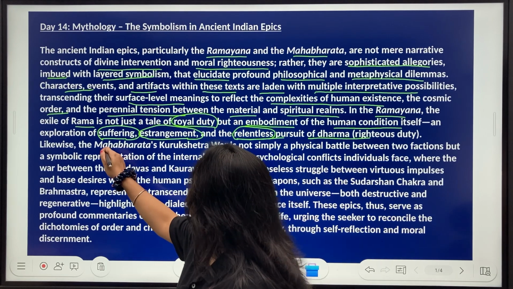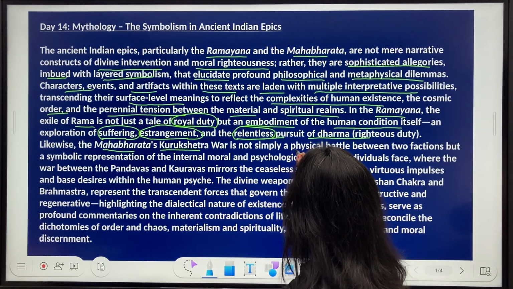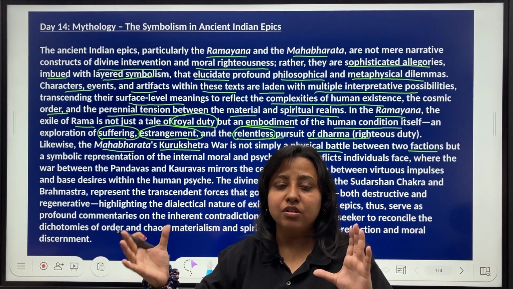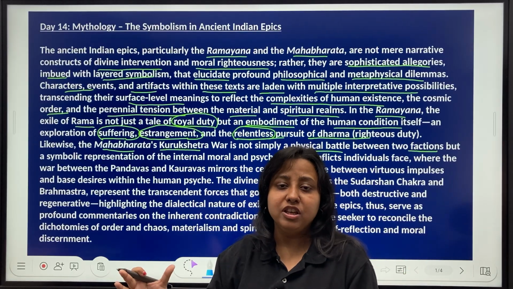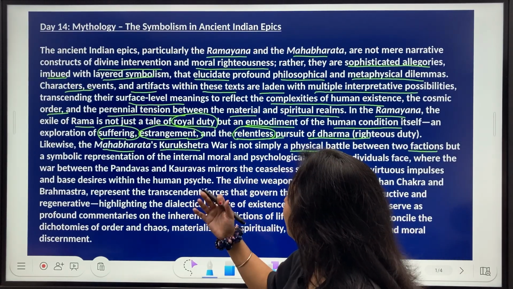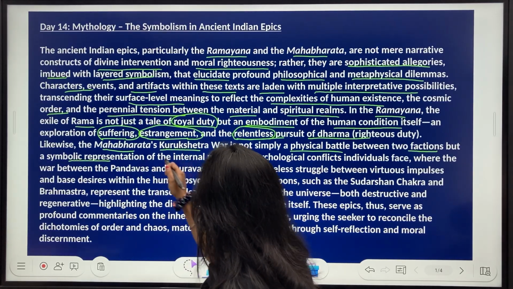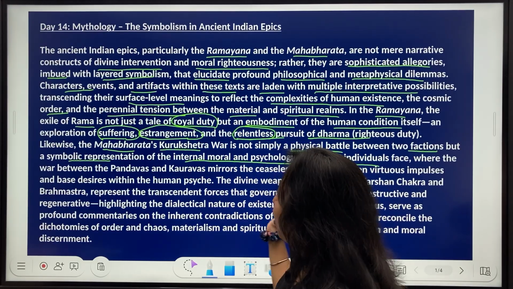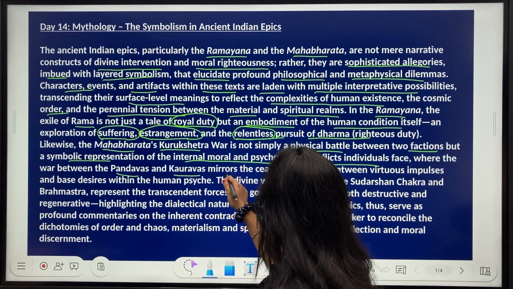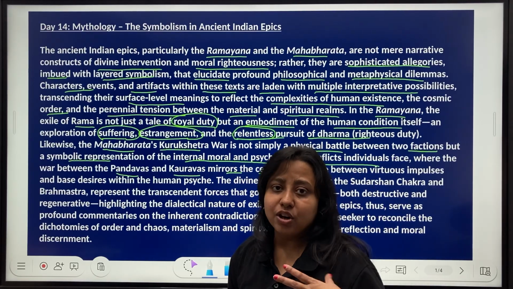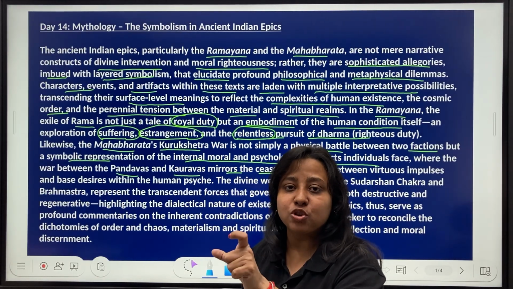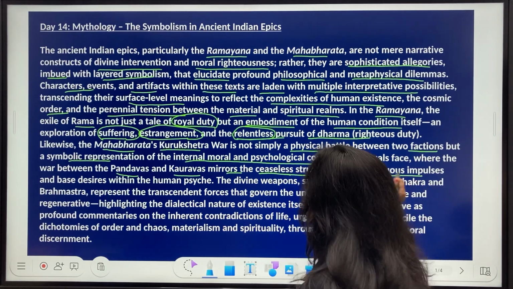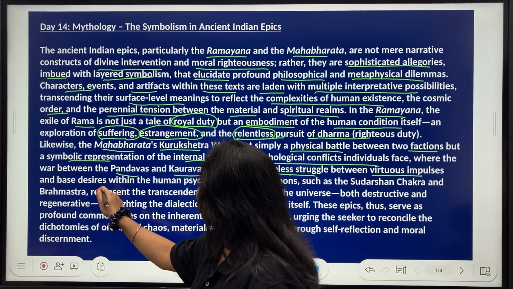ठीक है. Likewise, Mahabharat Kurukshetra war is not simply a physical battle between two factions. Faction is conflicting parties, two parties who are at conflict with each other, conflicting groups. So it's not just a battle between two conflicting groups, it's a symbolic representation of internal moral and psychological conflicts individuals face, where war between Pandavas and Kauravas mirrors the ceaseless, something that cannot be stopped. Okay, cease karna matlab stop. Ceaseless is the continuous, ceaseless struggle between virtuous impulses and base desires within the human psyche.